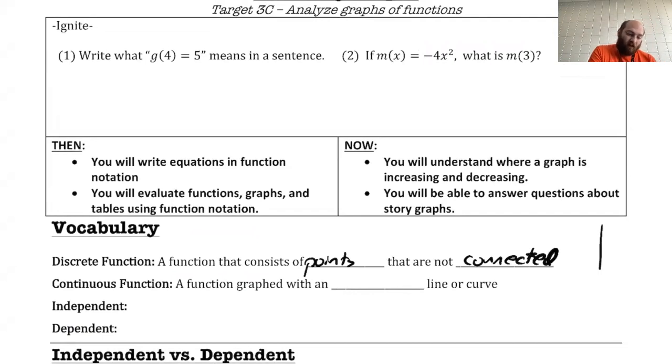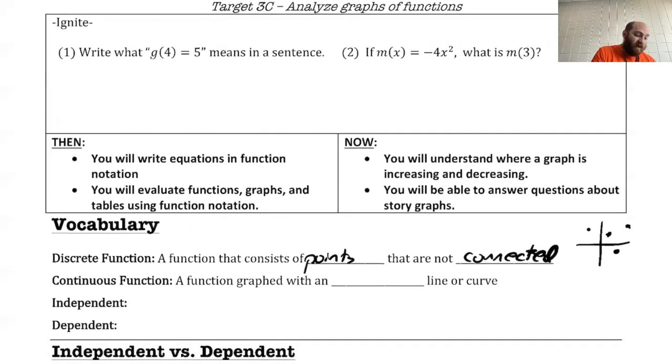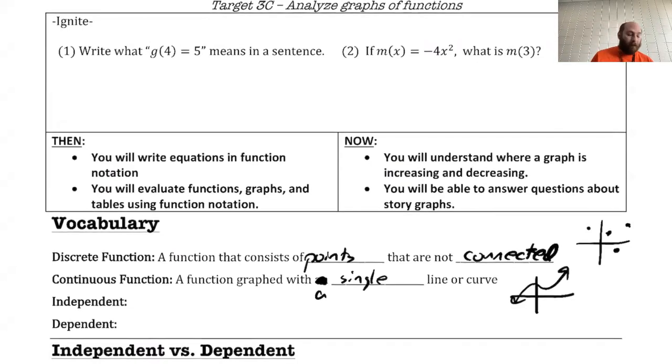Very roughly speaking, you're looking at something like this. As long as it's a function, it follows the other patterns of it, but it's just points on a graph. There are no connections here. A continuous function is a function graphed with a connected, single line or curve. So it looks something kind of like this. There are no breaks in there. It's just a single line that keeps going.